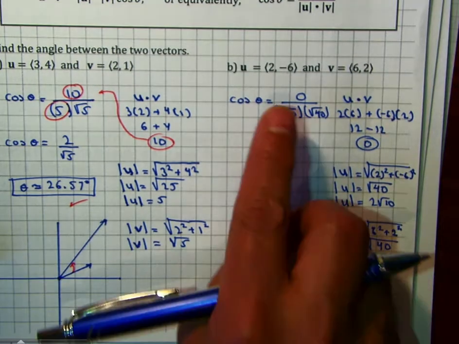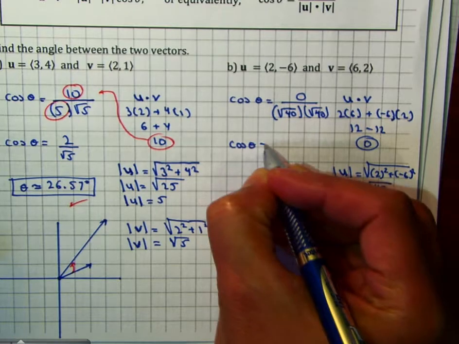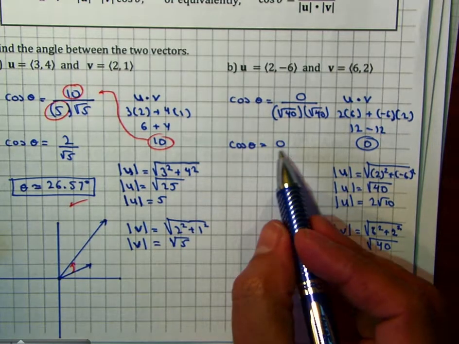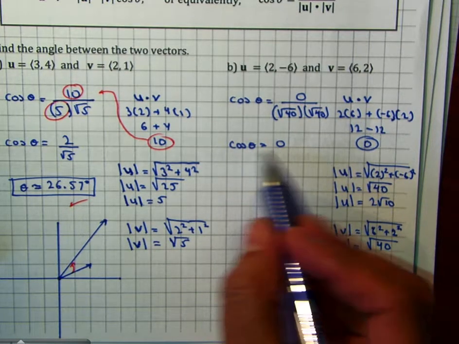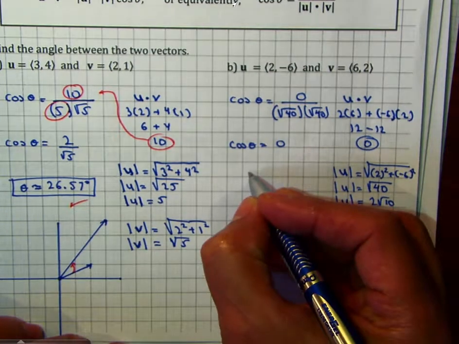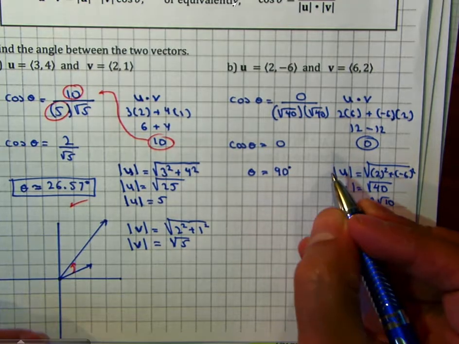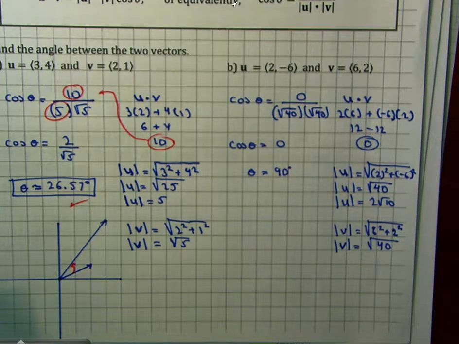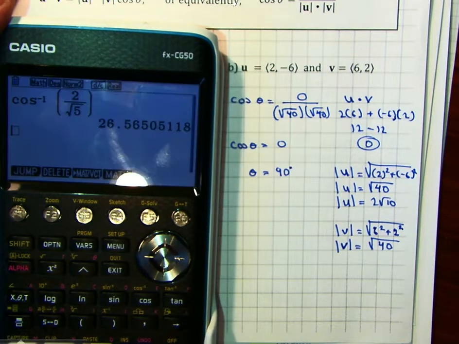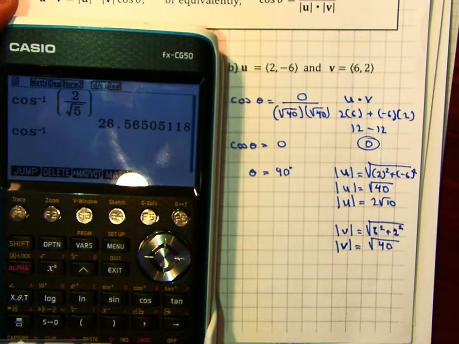So in this case, we have a 0 on the numerator, so therefore we're looking for the cosine of theta is equal to 0. Now 0 for cosine is one of the angles that we know. So therefore theta will be equal to 90 degrees. And you can also use your calculator if you do have it, so you can do the inverse cosine of 0, which will be 90 degrees.